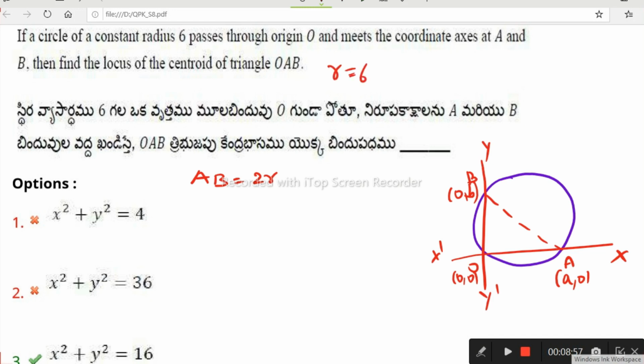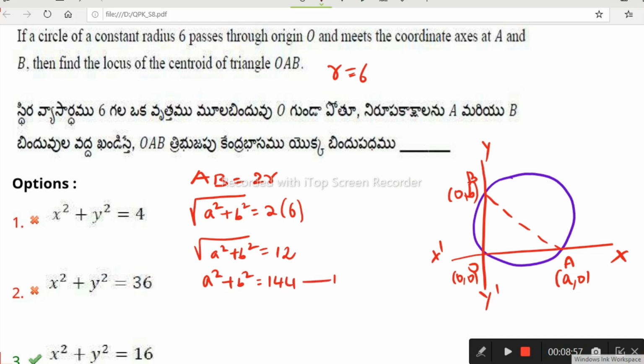Okay, AB, what did I take? A as (a, 0), B as (0, b). Now the distance AB is root over (a minus 0) whole square plus (0 minus b) whole square, that is root over a square plus b square, which equals 2r. 2 into r is 6, so root over a square plus b square is equal to 12. Take the squaring on both sides: a square plus b square is equal to 144. Keep it aside as result 1.